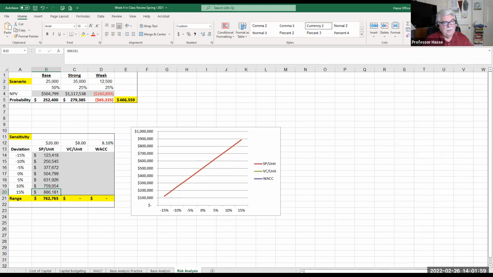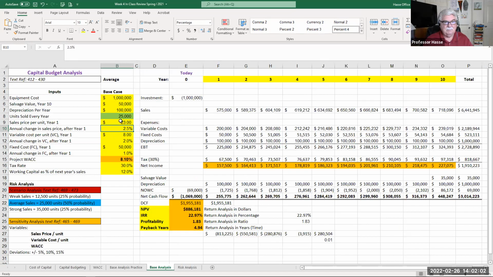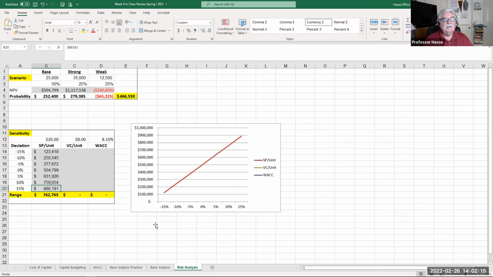All right, so now let's go back to our base analysis and put everything back to normal. Let's take our $20 and put it back to $20. And then we're back to $504,799. We're back to where we started out. Now we're going to take the variable cost per unit of $8 and change it by our percentage of deviations and see what the NPV will be if we change our variable cost rate, changes in our expenses. Let's see what that does to the NPV, leaving the selling price at $20 a unit.